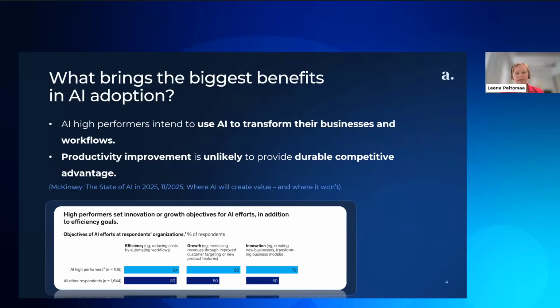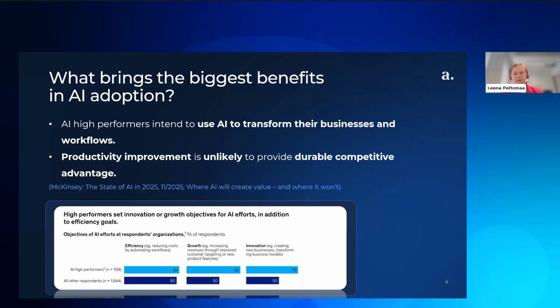And the answer is that unlike most companies have started, it's not really about productivity enhancements or getting savings in terms of time and money from individual workflows or on a personal level, because that is not going to be durable competitive advantage. Everybody can do that, so it's not any different compared to others on the market.